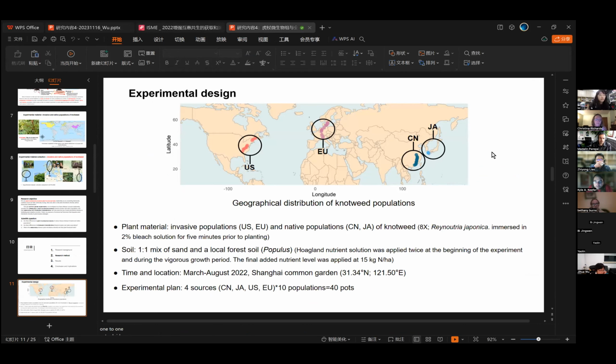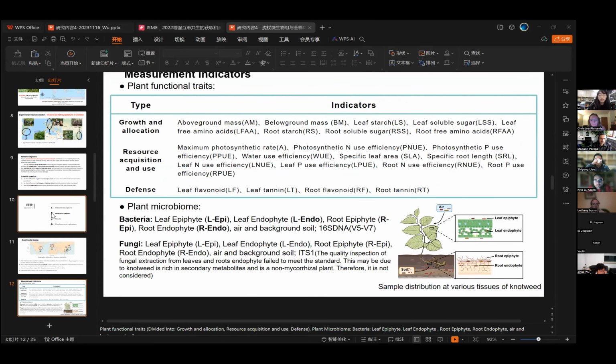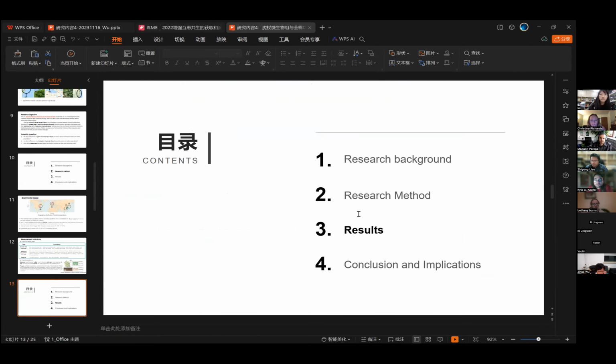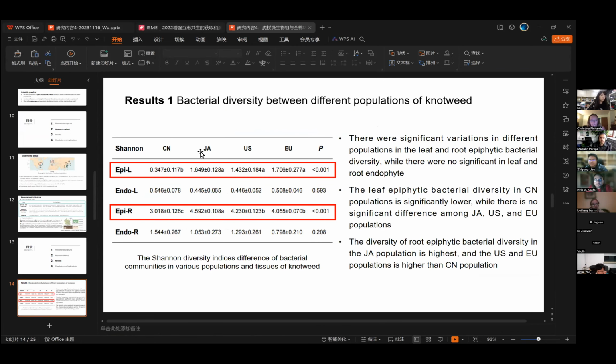So, can you see it? Yes, we can see it. Okay. This is from last year. We divided the four groups: China, Japan, US, and Europe.